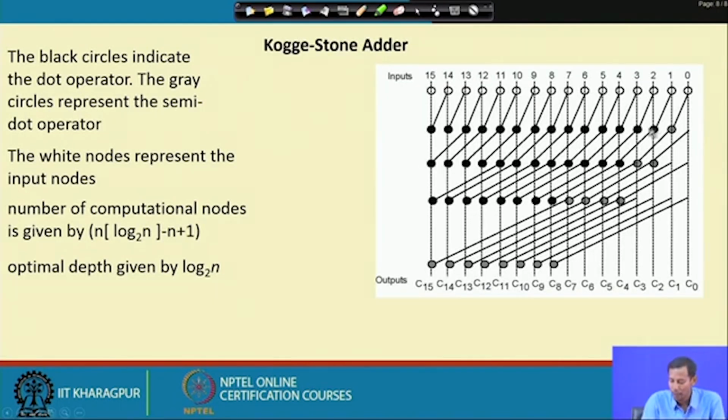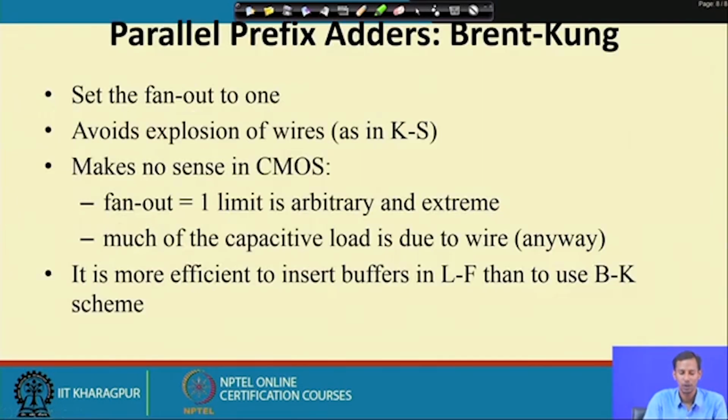The number of these black dots and gray dots increases in this Kogge-Stone adder. So, here the number of computational nodes is n log base 2 of n minus n plus 1. Then, to improve the performance of this Kogge-Stone adder, we have another architecture, the Brent-Kung adder.